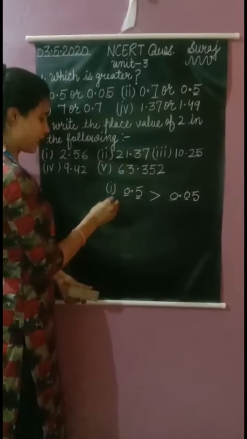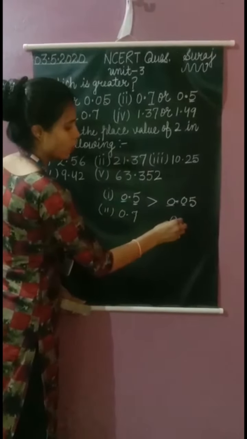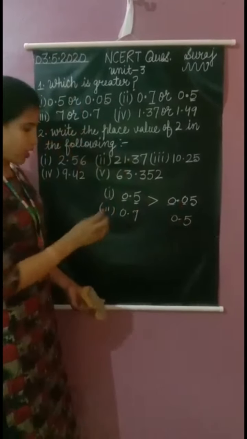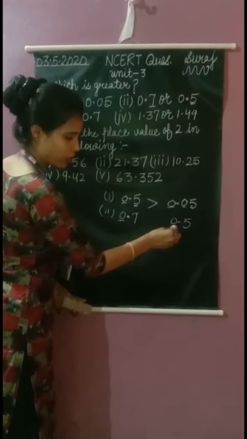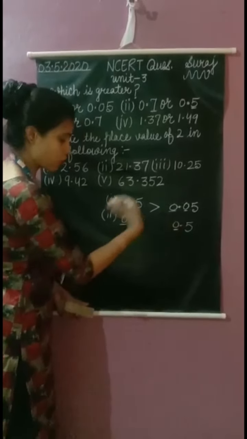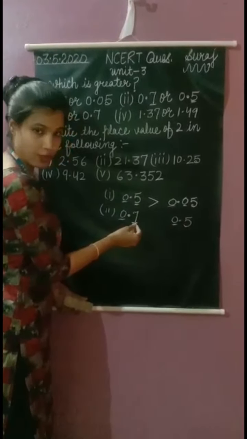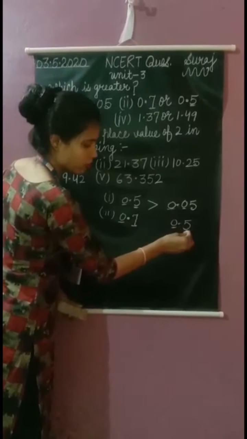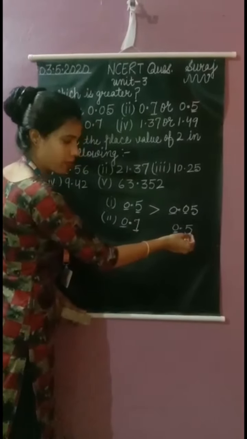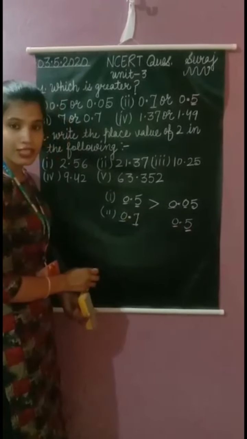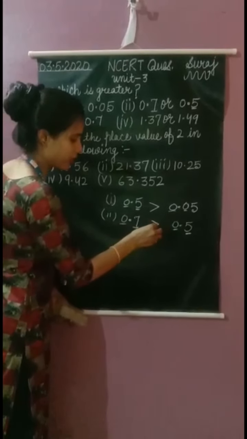Okay, now second, 0.07 and 0.05. Now check, here is 0, here is 0. It means both are same. Now check after decimal. Here 7 on 10th place, and here also 10th place 5 digit. Okay, here 7 and in this number 5. Okay, which one is greater? 7 is greater. So 0.7 is greater.